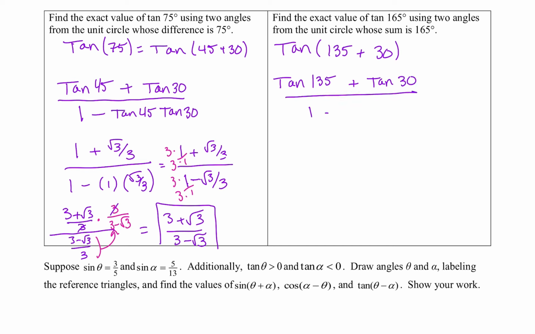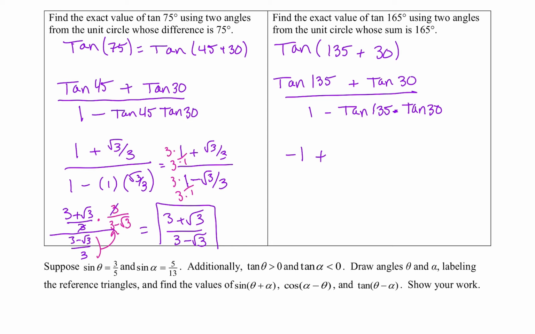Keep the same sign plus tangent of 30, all over 1 opposite sign, tangent 135 times tangent 30. That's a times sign, not a minus. All right, so tangent of 135 is going to be one of the ones again because you got square root of 2 over 2 for both of the x and the y. But it's in the second quadrant. So in the second quadrant, we know that tangent is negative, so it's -1.